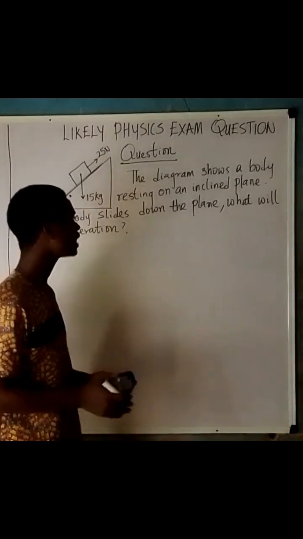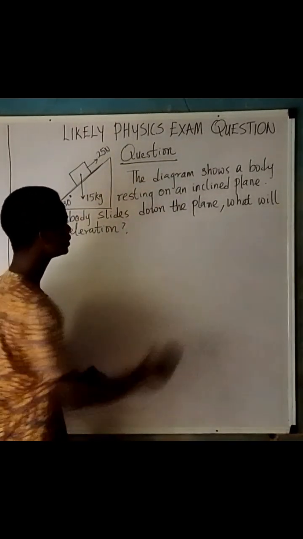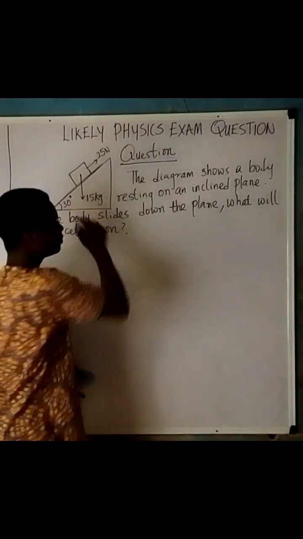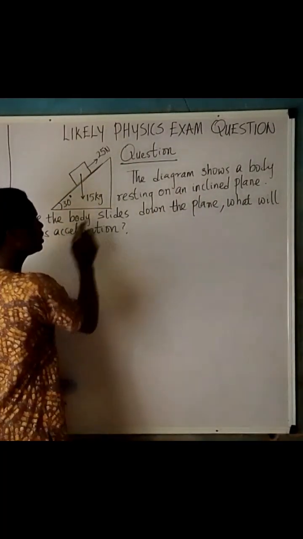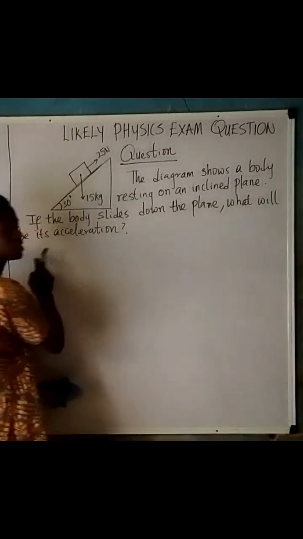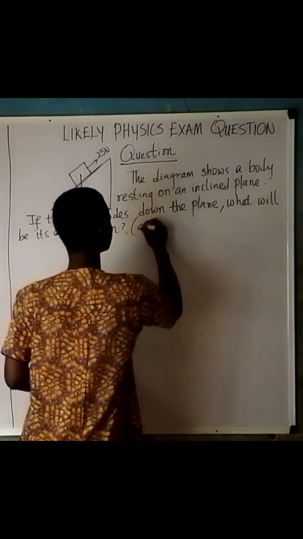Let's quickly take a look at this question on frictional force. The question reads: the diagram shows a body resting on an inclined plane. Now, if the body slides down the plane, what will be its acceleration? So in this question, we are asked to find a, the acceleration.